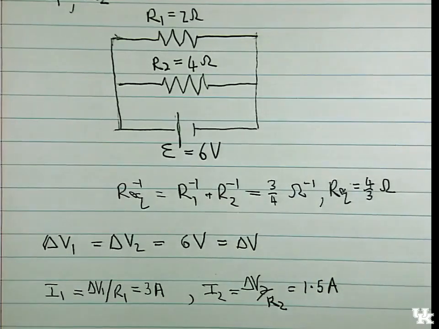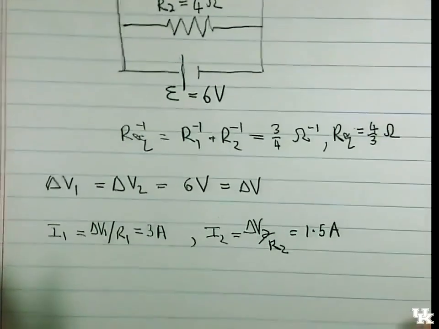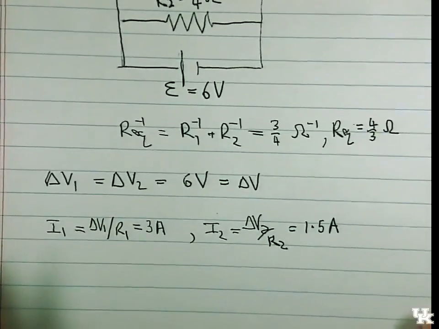So you see that they are sharing the current. There's actually a total of 4.5 amps passing through the battery, and 3 of those amps goes through the lower resistance resistor because it's easier to pass through it. 1.5 of those amps is going through the higher resistance resistor because it's more costly to pass through that.